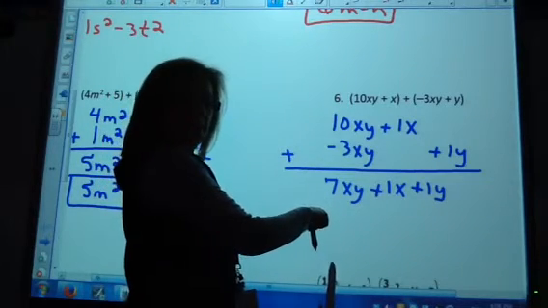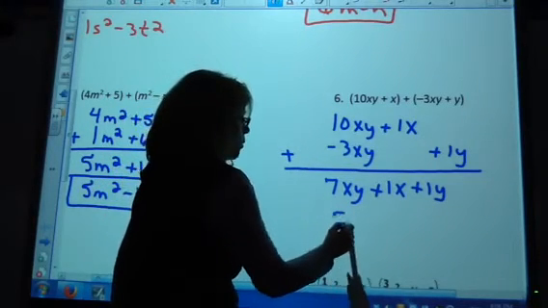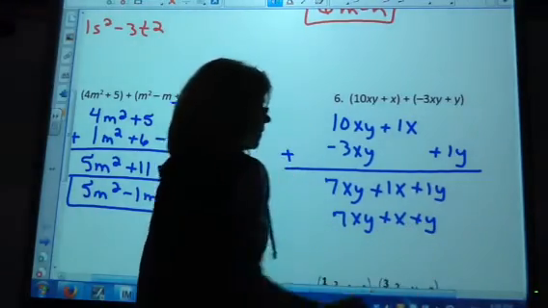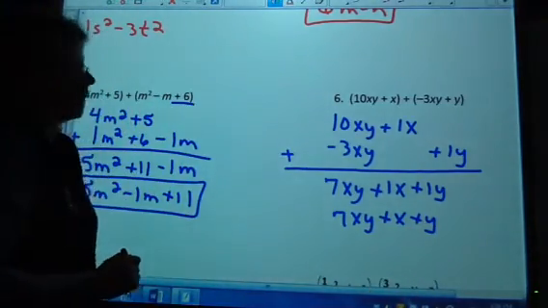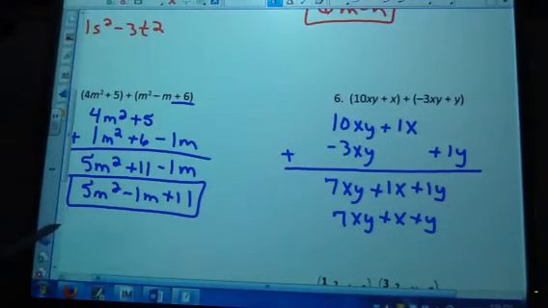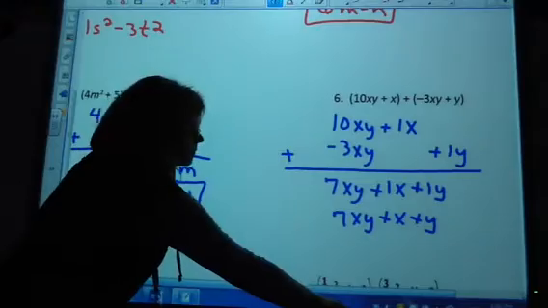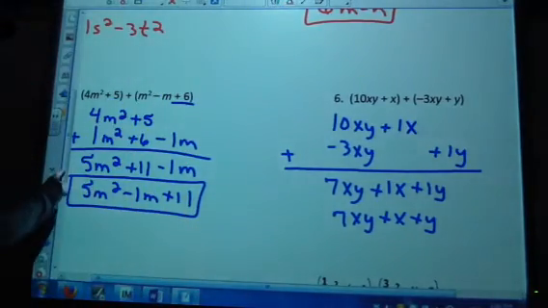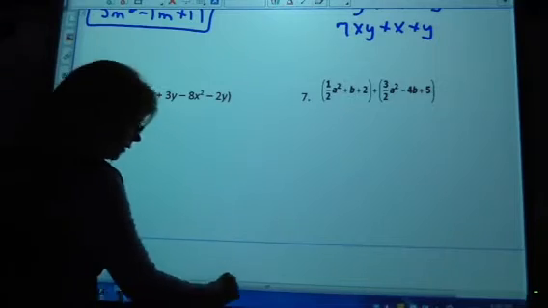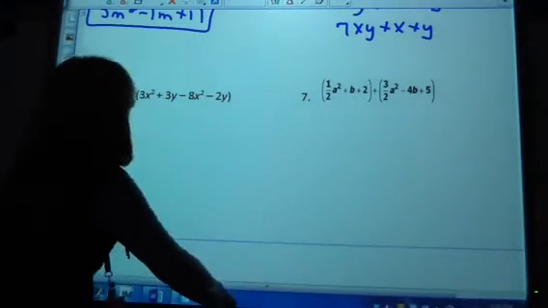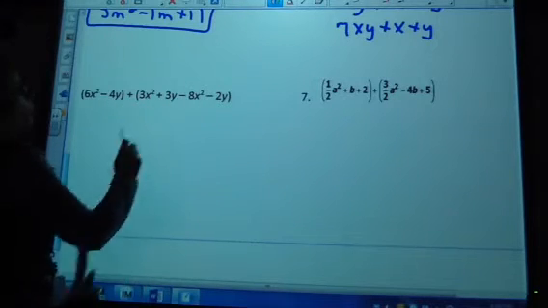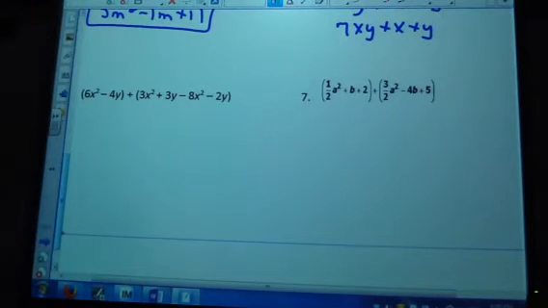Now, I will accept this as your answer, but on a multiple choice question, you will not see the coefficient 1 in front of your x and y. So these are equivalent. All right, last two. Now what we have here is a binomial, and we're adding one with 4 terms here, okay?